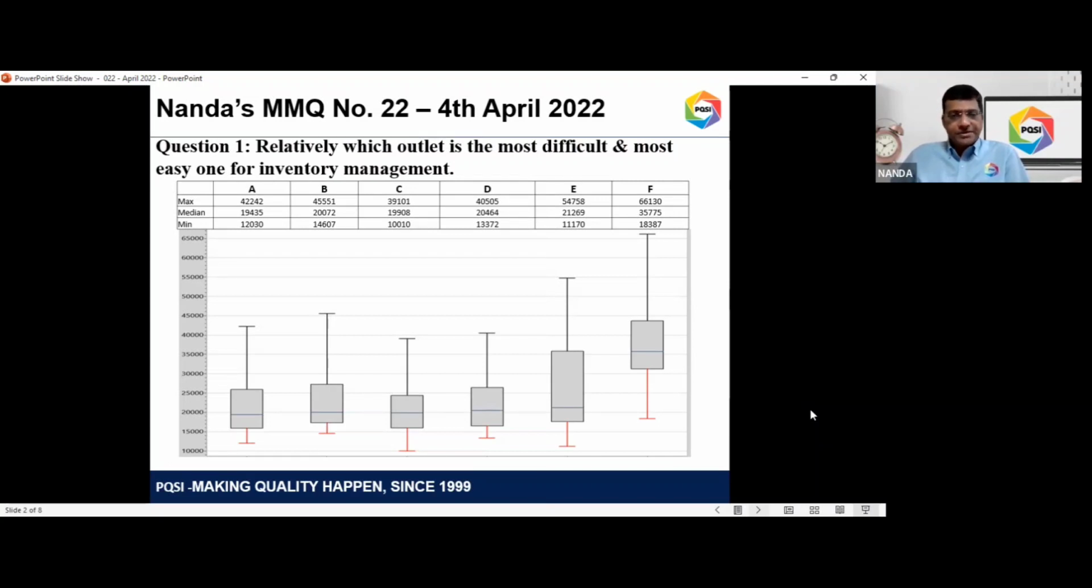Let me repeat this question. Relatively, which outlet out of the 6 is the most difficult, and which outlet out of the 6 is the most easy for inventory management? Have a look at this box plot, have a look at some of the basic stats that are given in the slide, and make your best judgment. There are 2 answers to this question. You need to give me the most difficult outlet and the most easy outlet for inventory management, right?